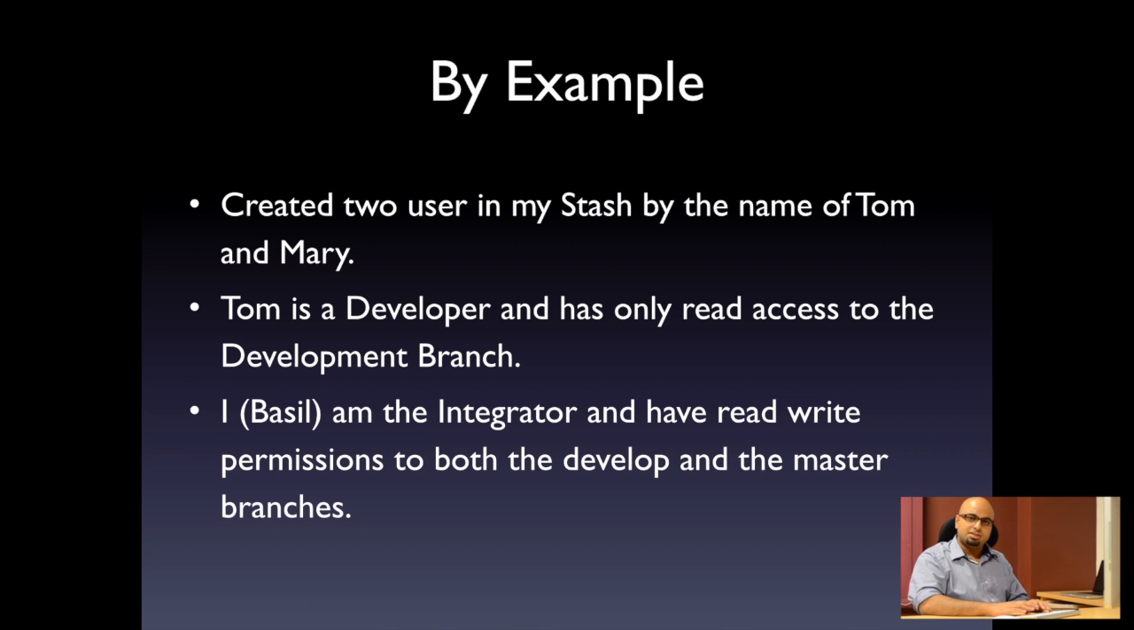So for the sake of this tutorial, I have created a user named Tom in my Stash, and Tom is a developer who has access only to read from the development branch. He does not have permission to write into it. I am going to have access into the development branch as well as the master branch, which is the read-write access, and I essentially fall under the integrator group. And Tom is a person who is in the development group. I'm sorry, there is a mention of a name Mary, which I'm not going to be using over here.